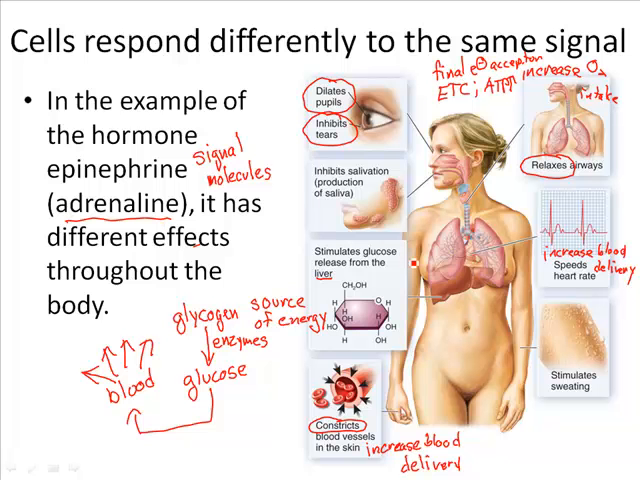And how can cells change these responses? It's through signal transduction. So I'm going to give you two specific examples today. I'm going to give you an example of how adrenaline stimulates the liver to release glucose, and I'm going to give you an example of how adrenaline speeds up the heart rate.